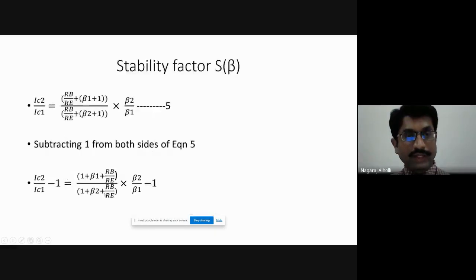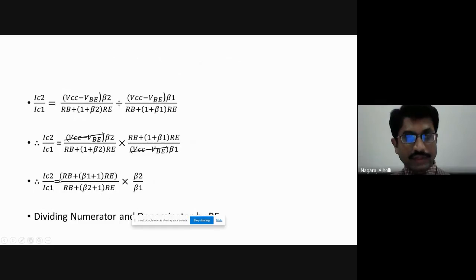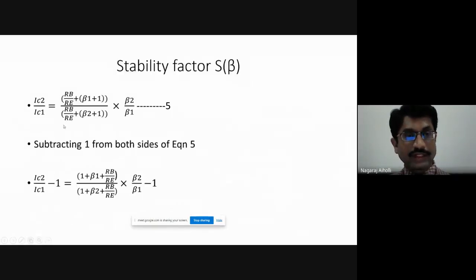Okay, so if we divide by RE on the RHS, it will be RB by RE plus beta 1 plus 1, because RE and RE will get cancelled here. RB plus beta 1 plus 1 into RE, divided by RE, gives RB divided by RE plus beta 1 plus 1, divided by RB by RE plus beta 2 plus 1, because RE by RE gets cancelled. That into beta 2 divided by beta 1. That is what I have written here.